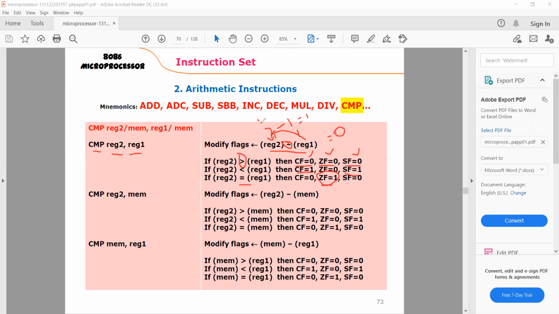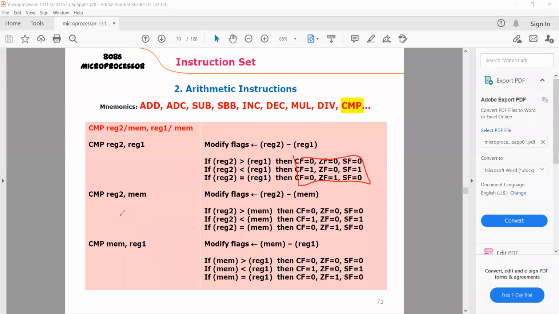Suppose you are performing 1 minus 2. That means register 2 is less than register 1, so register 2 has 1 and register 1 has 2. So we are performing 1 minus 2. The carry flag will get set, because we'll get a borrow, and the zero flag will not get set because we don't get a 0 result. The result will be minus 1. As we are getting minus 1, the sign flag will also get set. That is how we identify the comparison, based on the flag values.